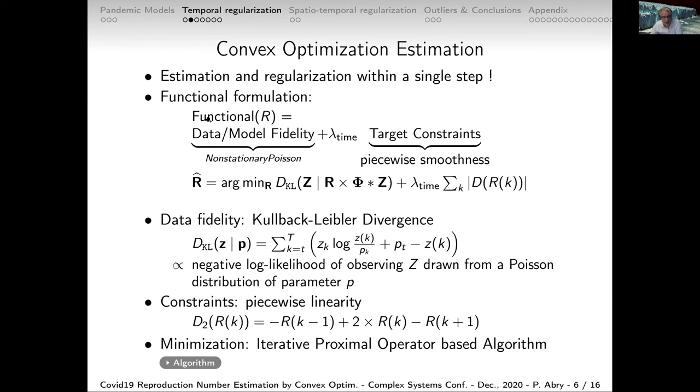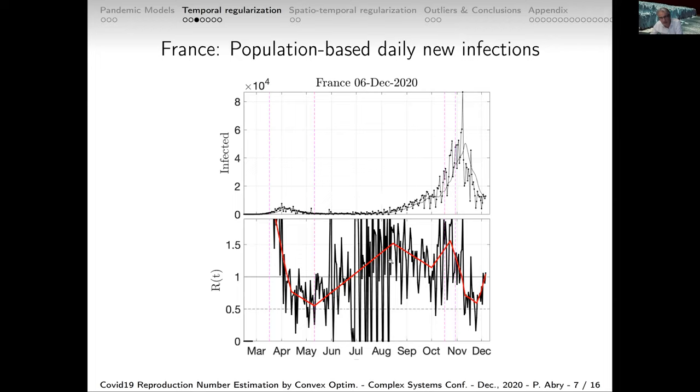When you're able to do this minimization, what you end up with is this red estimate here, which you have to compare against the black estimate that you had before using the naive estimate. And obviously, this red estimate, which is piecewise linear, is far more interesting to use, because you can find when it's growing, the change points, when it's decreasing, and so on.